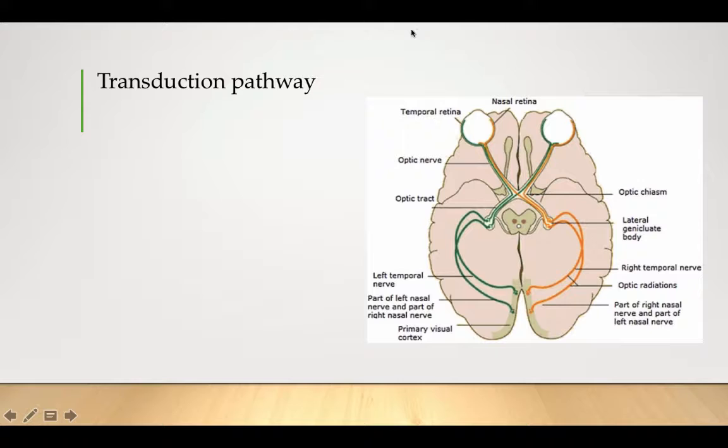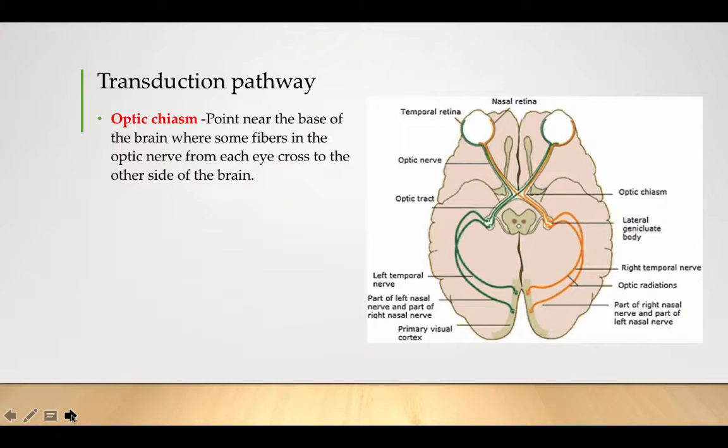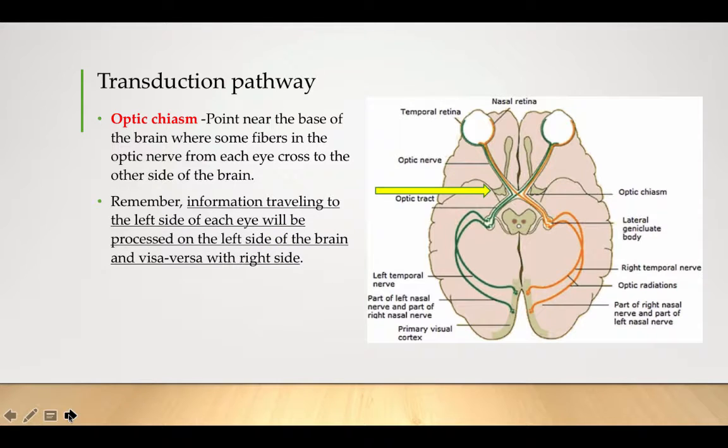Now, this is really important, the transduction pathway. So you should know this diagram fairly well. We'll talk about it a little bit here. We're going to talk about the optic chiasm. That is a point near the base of the brain. So we're looking at the brain from the bottom up. This is where signals from each eye, some ganglion fibers from each eye, cross over and travel to the opposite side of the brain. And we'll talk about that right here.